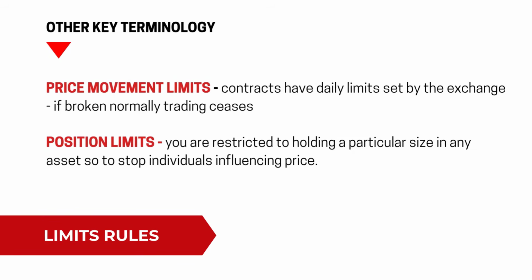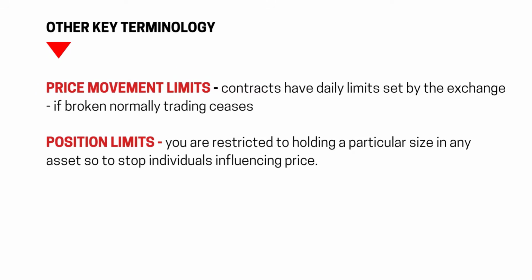Now, we've got a couple of exchange-based limits here. They're always monitoring what's going on, especially if there's the potential for a market crash, big moves, volatility. Then we have the price movement limits. Contracts have daily limits set by the exchange, and if broken, normally trading ceases. And also there are position limits to stop individuals influencing the price. You're restricted to holding a particular size in any one asset.